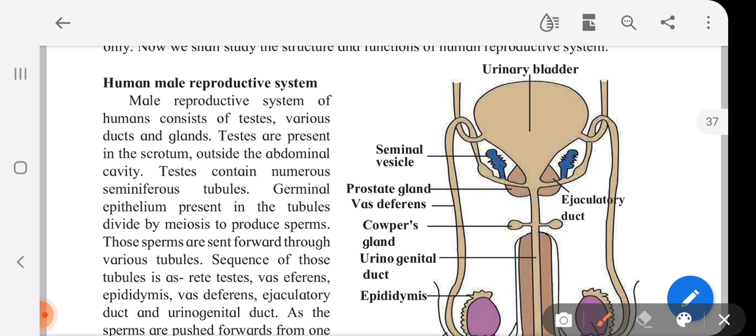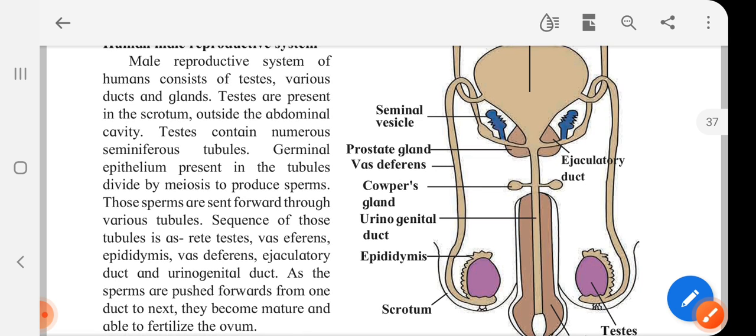The male reproductive system of humans consists of testes, various ducts and glands. These are the main parts of the male reproductive system in humans. Testes are present in the scrotum outside the abdominal cavity. If we see the diagram over here, this is the testis, this part, and it is present in the scrotum, which is outside the abdominal cavity.